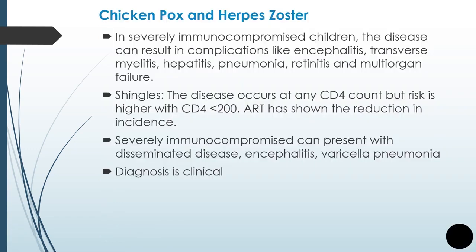In severely immunocompromised children, chickenpox can result in complications like encephalitis, rhinosinusitis, pneumonitis, and multi-organ failure. Herpes zoster, or shingles, more commonly occurs at a CD4 count less than 200, but the disease may occur at any CD4 count. ART has shown a reduction in incidence. In severely immunocompromised patients, the presentation can be with disseminated disease, encephalitis, or varicella pneumonia. Diagnosis is usually made on clinical grounds.